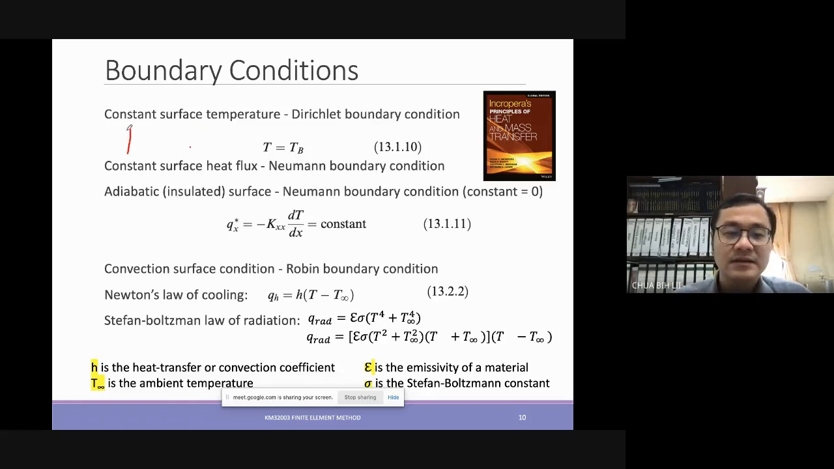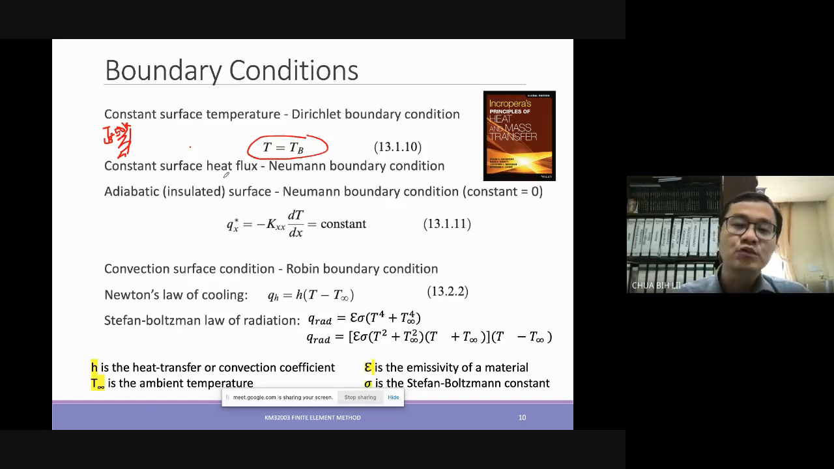Let's say you have a surface which is connected to a certain temperature, right? So this temperature may be equal to 50 degrees, or 50 Kelvin. Therefore we will set this boundary condition. All the nodes at this boundary would be equal to TB. So this is one way of setting a constant surface temperature.